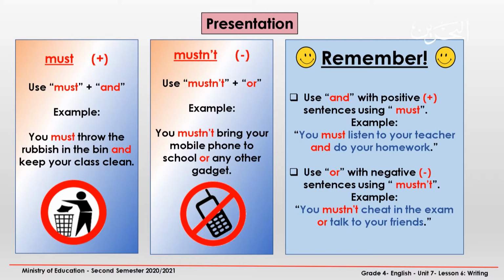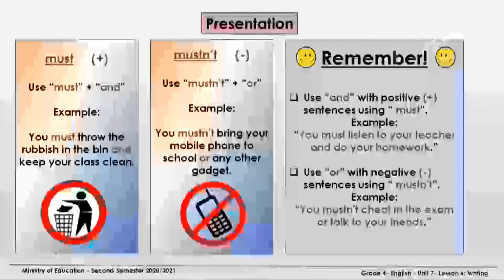Remember, my students, use and with positive sentences using must. For example, you must listen to your teacher and do your homework. And use or with negative sentences using mustn't. For example, you mustn't cheat in the exam or talk to your friends. Is that clear, my dear students?